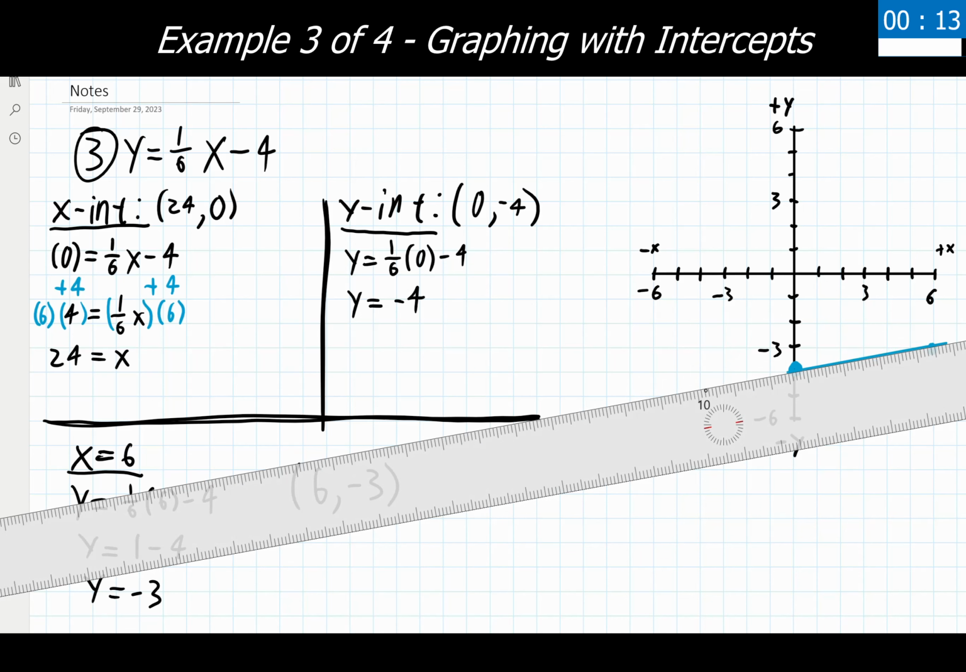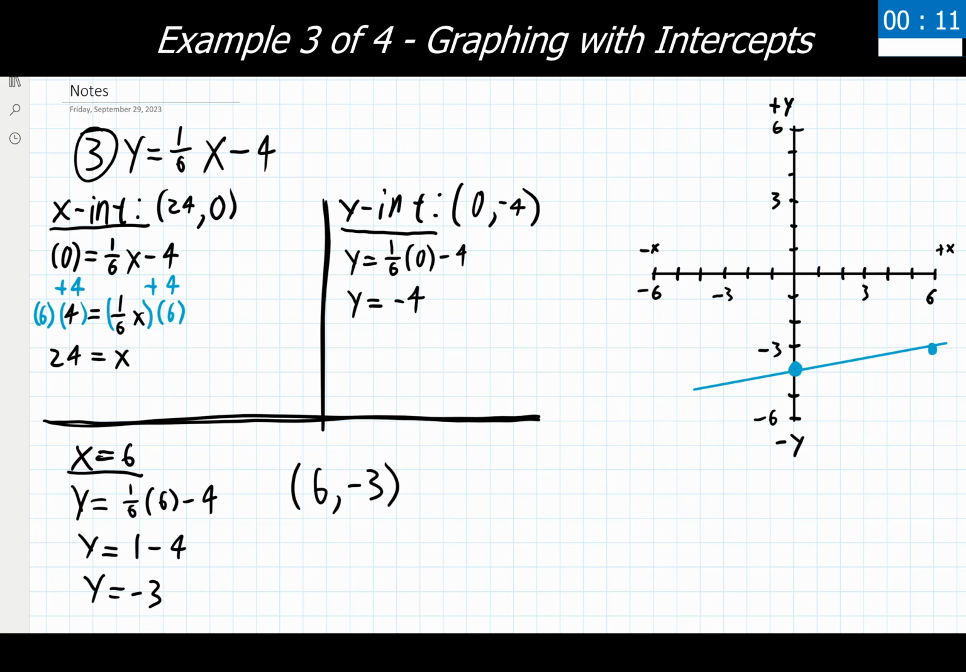Should be noted that as you are making the line with this, if your line isn't perfect, that's not the end of the world. Make sure the points are, though. If you have that, that's going to be more important than making sure the line is perfectly straight.